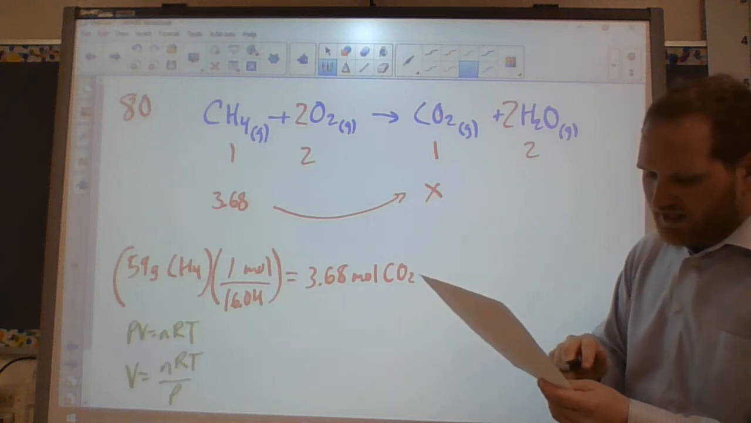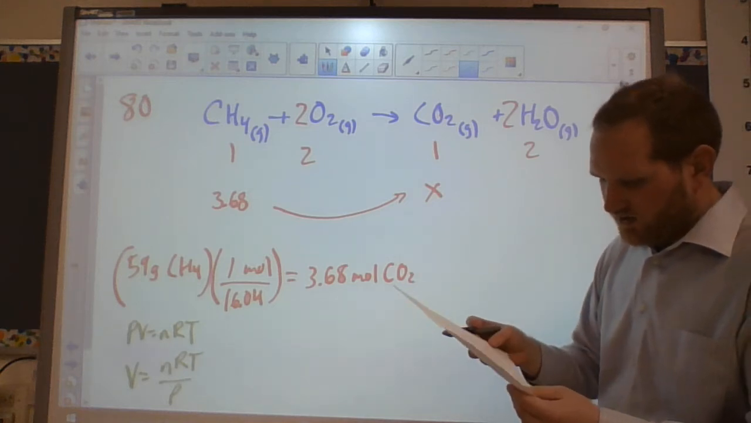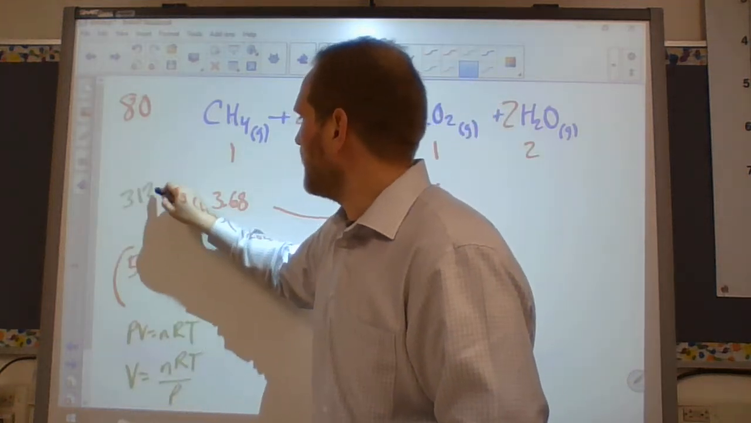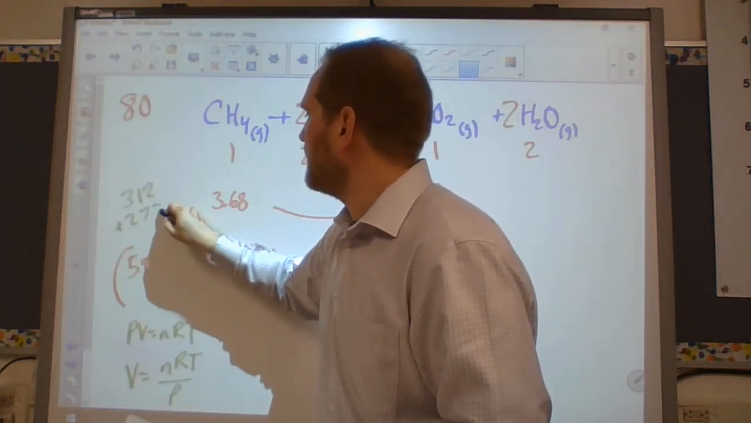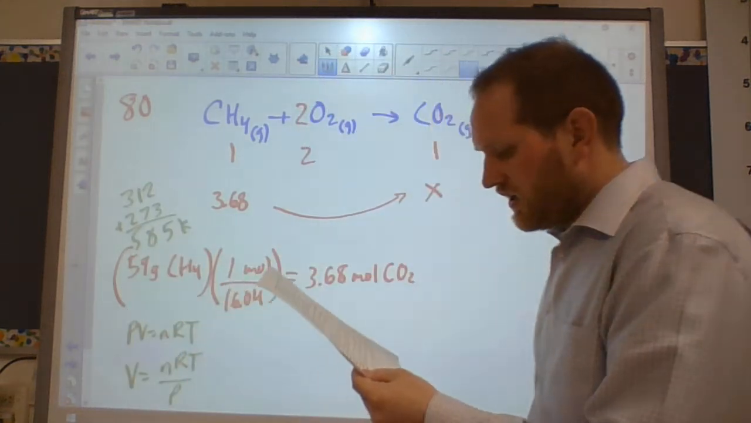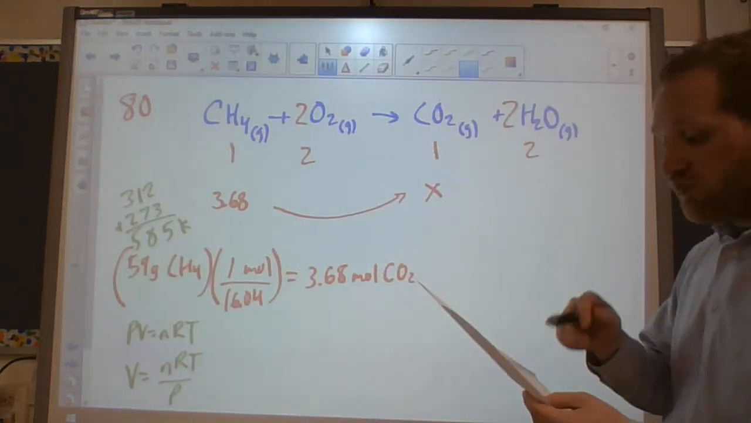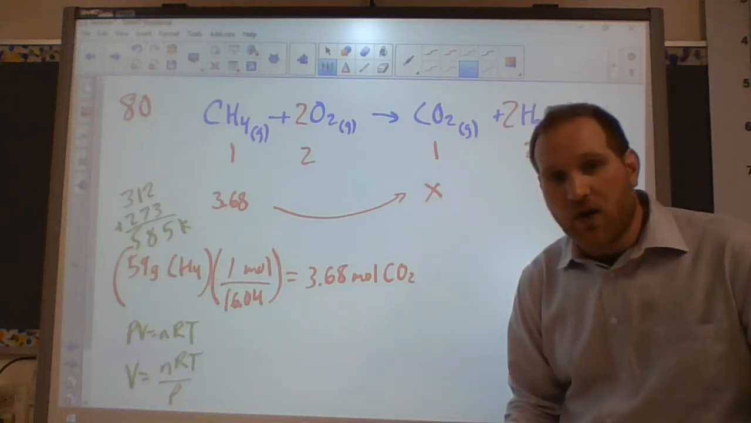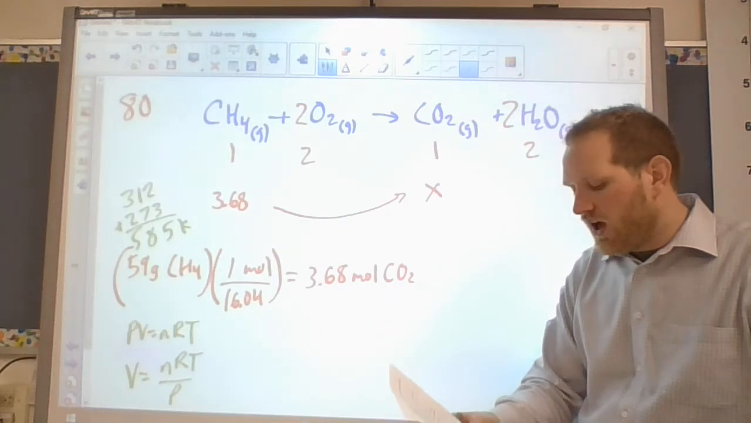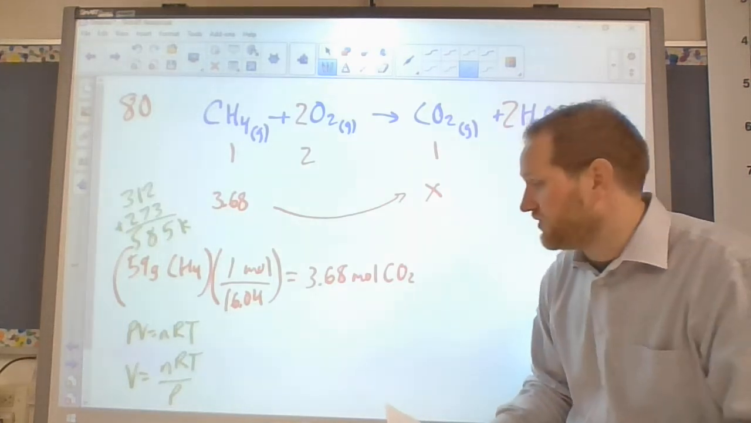So question 80, okay, so the temperature is 312. We're going to add 273 to that, giving us 585 Kelvin. Standard pressure, it says. Now, we could choose whatever unit we want for standard pressure. It could be 1 ATM, it could be 760 mmHg, 760 torr. Obviously, we're going to choose 1 ATM because that's what we have to use.